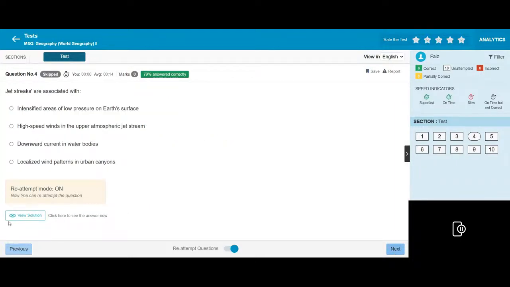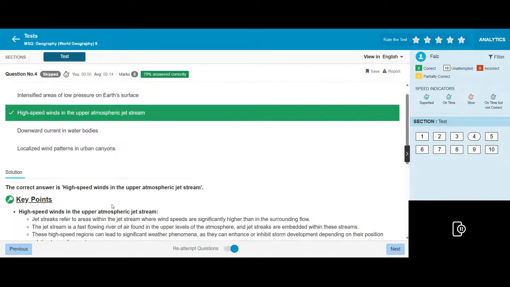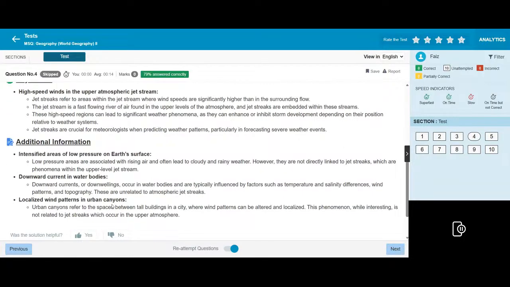Jet streaks are associated with high speed winds in the upper atmospheric jet stream. The jet streak refers to the areas within the jet streams where wind speeds are significantly higher than the surrounding flow. The jet stream is a fast flowing river of air found in the upper levels of the atmosphere, and jet streaks are embedded within these streams.